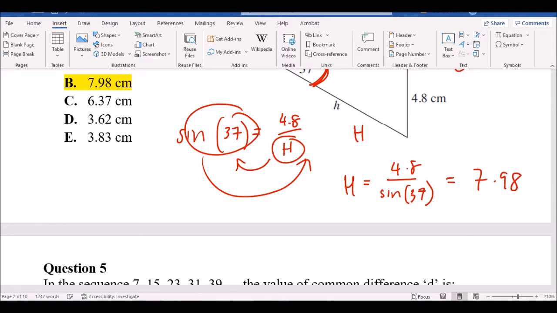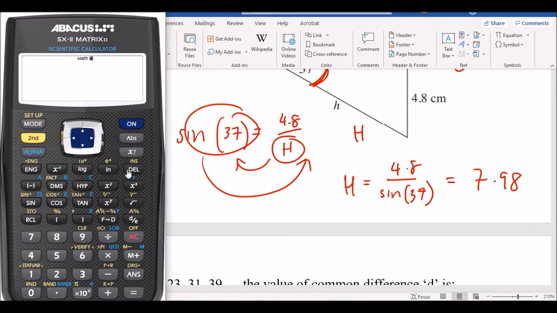And if you forgot how to do that on your calc, we can do it like this. So we go 4.8, divided by, sine of 37, close bracket, there you go, it's rounded to 7.98.